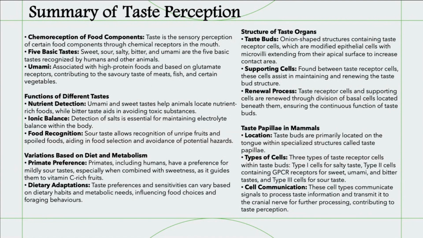So the taste buds are onion-shaped structures that have taste receptor cells. They are modified epithelial cells that have microvilli that come from the apical surface, which is at the top, to increase their contact area. Then they have supporting cells around them, which will maintain and renew the taste bud structures. And then the renewal process of the taste receptors is basically so that they are constantly renewed by the division of the basal cells. So the basal cells would be in the stratum basale.